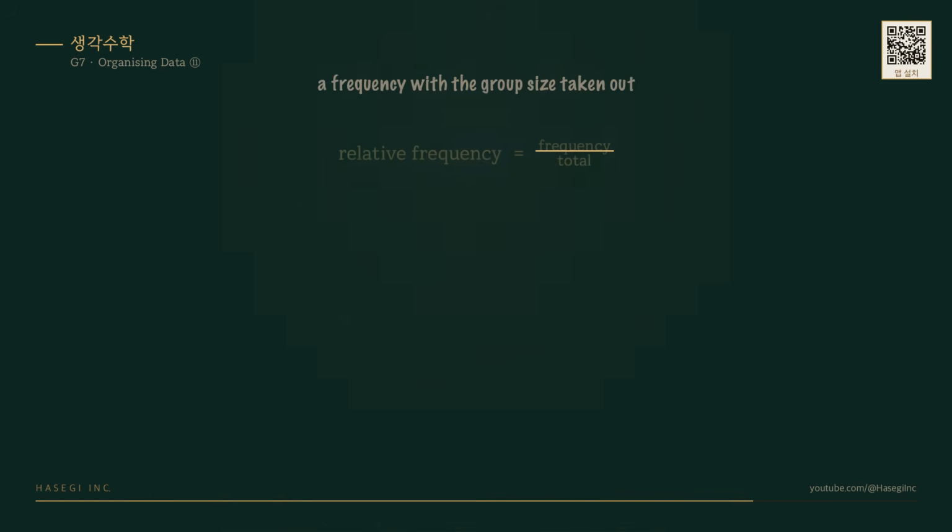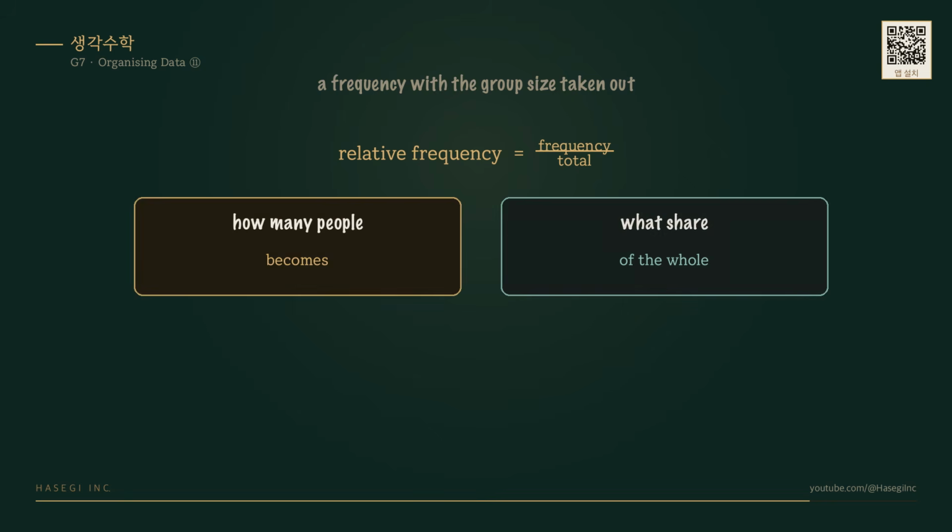So a relative frequency is a frequency with the group size taken out. Dividing by the total turns how many into what share, and only then can groups of different sizes be set side by side.